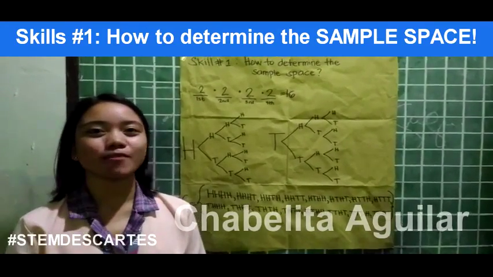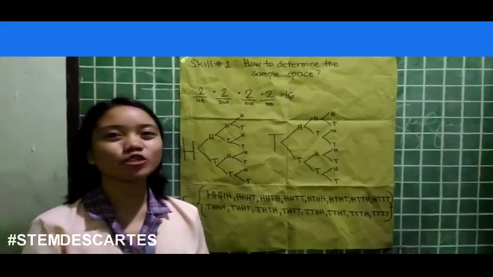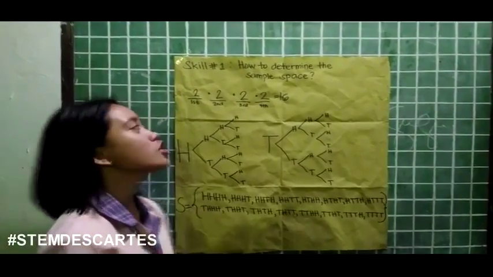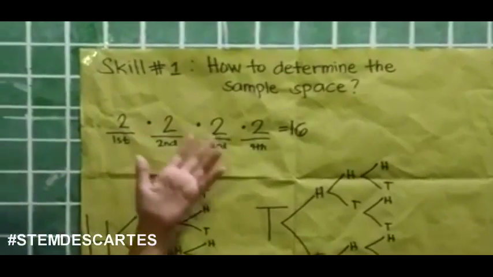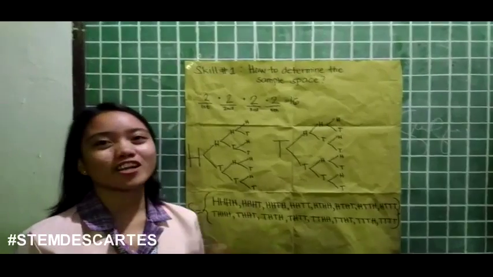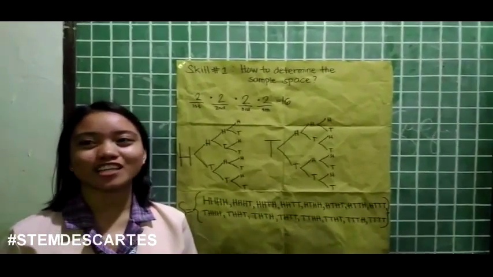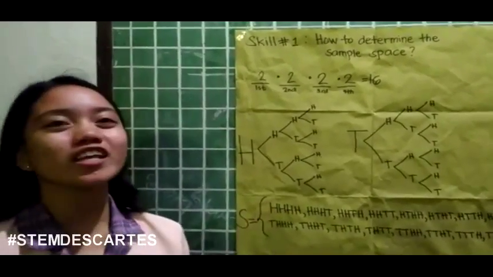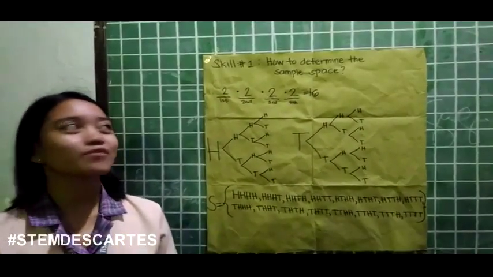How to determine the sample space. To determine the sample space, we need to know how many elements there are in the sample space. So 2 times 2 times 2 times 2 equals 16. Why 2? Because there are 2 possible outcomes in tossing a coin. So to determine the sample space, we need to draw a tree diagram.